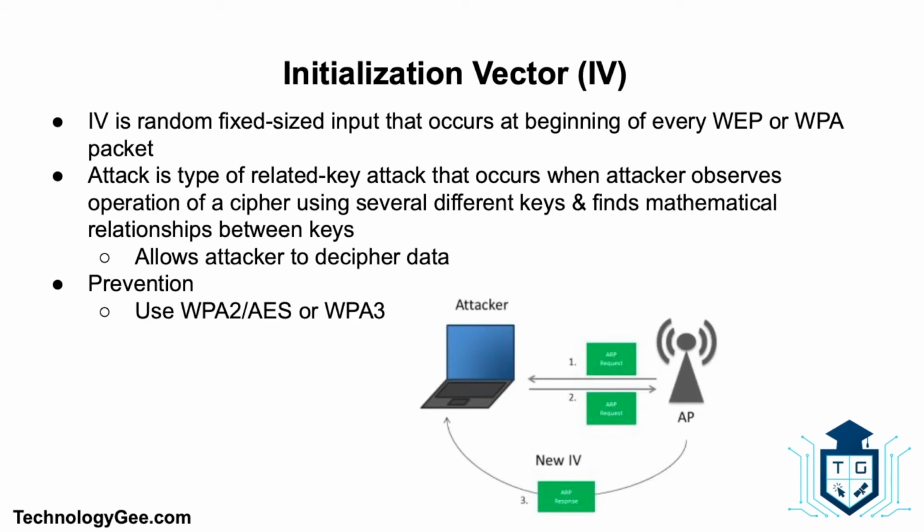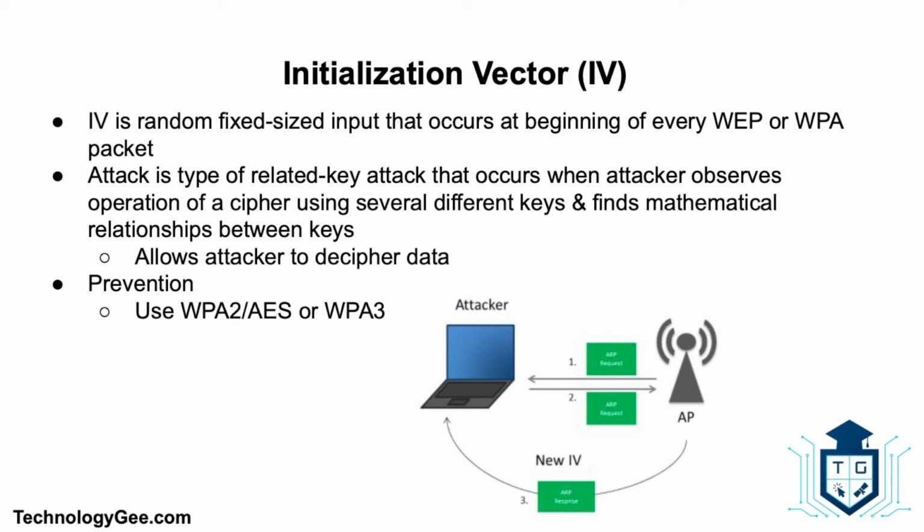And then we have an initialization vector. So an initialization vector is a random fixed size input that occurs in the beginning of every WEP or WPA packet. The initialization vector is typically required to be random or pseudo-random, but sometimes an IV only needs to be unpredictable or unique. Randomization is crucial for some encryption schemes to achieve semantic security, a property whereby repeated usage of the scheme under the same key does not allow an attacker to infer relationships between segments of the encrypted message. Initialization vector attacks are wireless network vulnerability attacks.